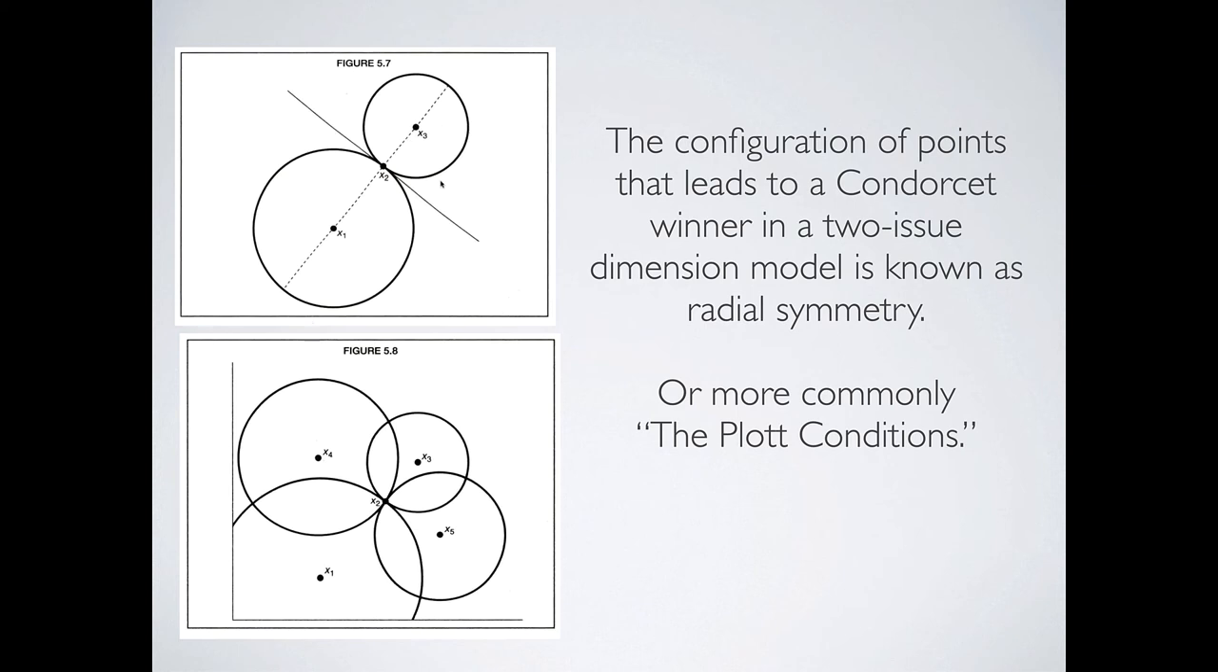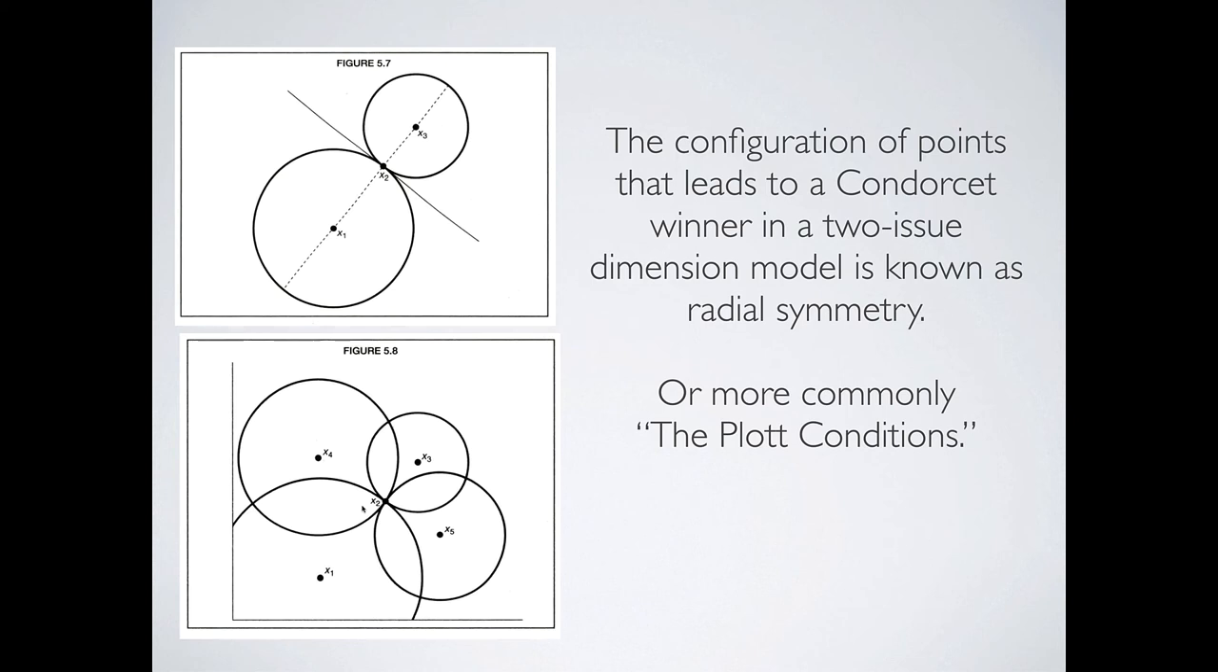So Plott was a social choice theorist. I don't know if he was an economist or a political scientist, but he proved that the McKelvey-Schofield chaos theorem had one exception. If people's ideal points are arrayed in such a perfect way that there is what is geometrically called radial symmetry, then there will be one point, the ideal point of the person who's sort of in the middle, that will have an empty majority rule WinSet.